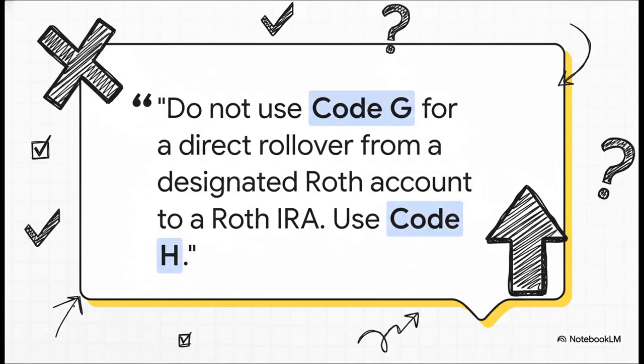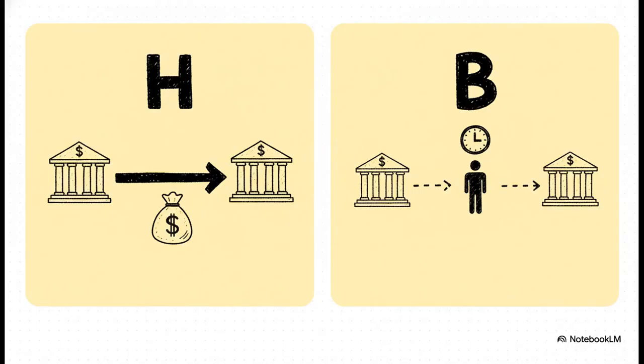And hey, don't just take my word for it. The IRS spells this out in black and white. Right there in the instructions for the 1099-R, it says, and I quote, "Do not use Code G, use Code H." They put that negative instruction in there for a reason, because they know it's a super common and very significant mistake.